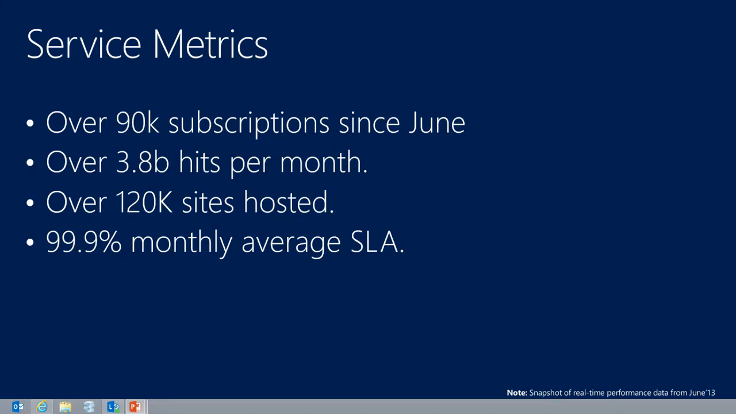We're servicing roughly 3.8 billion hits per month. That's on average. We've been higher, we've been lower. Just on average since June, 3.8 billion. We got 120K sites hosted. And the SLA has been above 99.9%, even though we're in preview. Right? So it's doing well. Adoption has been robust for something that's in preview, and we are hopeful for what's going to happen post-release. Any questions about any of that? No? Okay.